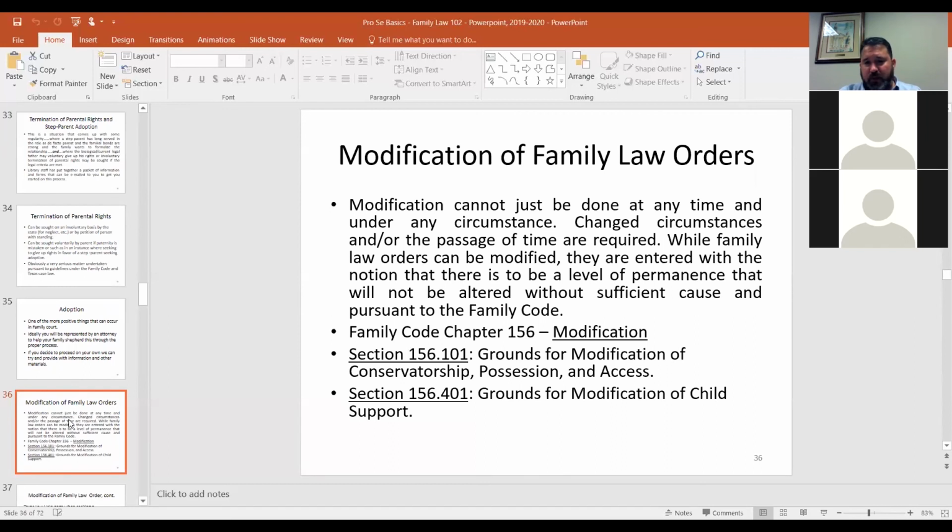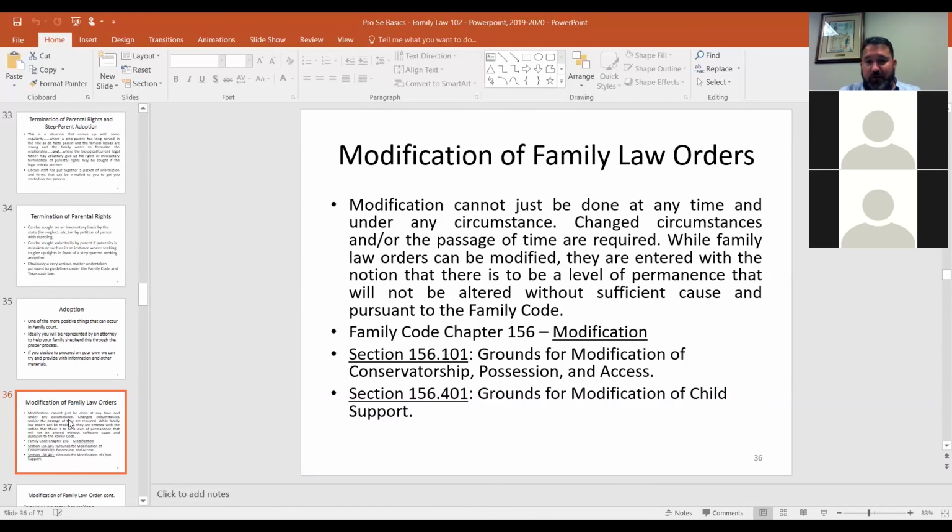Modification. Family law orders, say there's a divorce decree with children, and something changes, or one of the parties wants to change it, they can seek to do so. Obviously, pursuant to Chapter 156 of the Family Code, there are certain requirements on when and what can be changed and under what circumstances they can be changed.